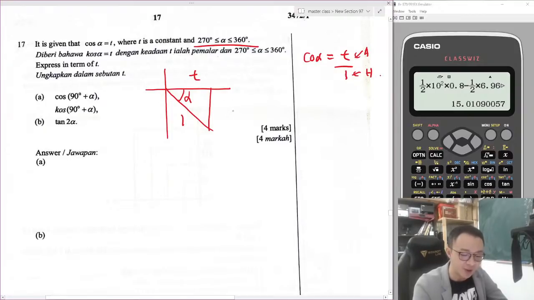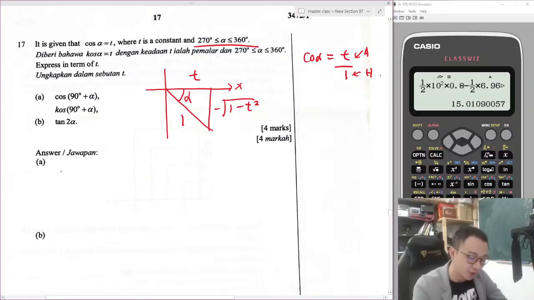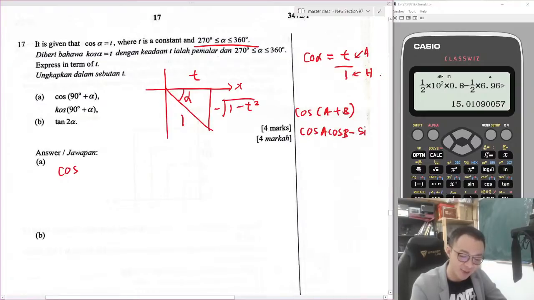So the opposite side comes from the hypotenuse and the adjacent, isn't it? So it will be the square root of 1 minus t squared. But this one is below the x-axis, so you should add a negative to it. You should know about this one. So we know about cos of a plus b, right? It is cos a cos b minus sin a sin b.